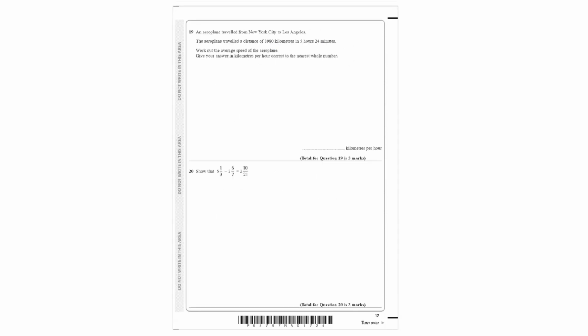Question 19. The airplane traveled from New York City to Los Angeles, traveling a distance of 3,980 kilometers in 5 hours and 24 minutes. Work out the average speed of the airplane, giving your answer in kilometers per hour correct to the nearest whole number. We can see here that the time is given as 5 hours and 24 minutes, and 1 hour is equivalent to 60 minutes. So we can actually write this as 5 hours plus 24 over 60. And since it's kilometers per hour, we can simply write 3,980 divided by the hours, which is 5 plus 24 over 60.